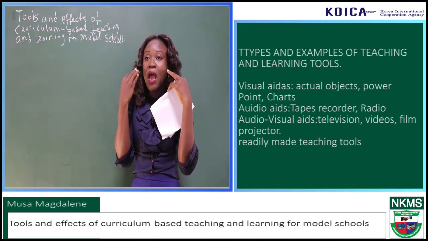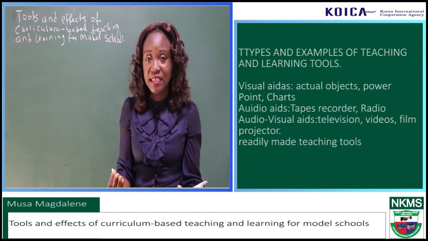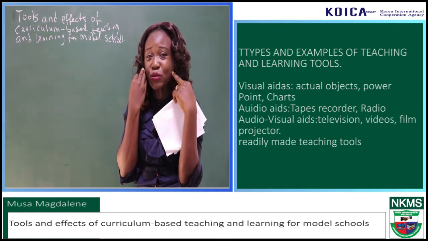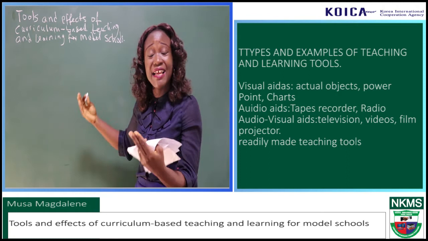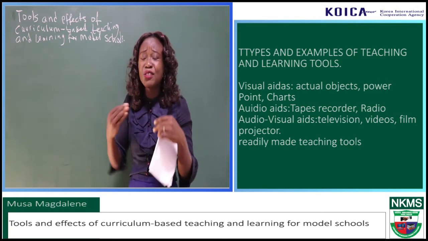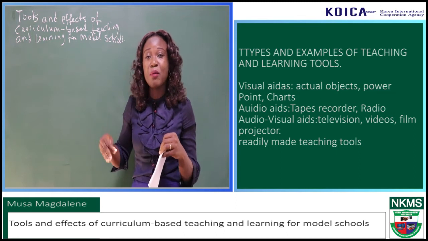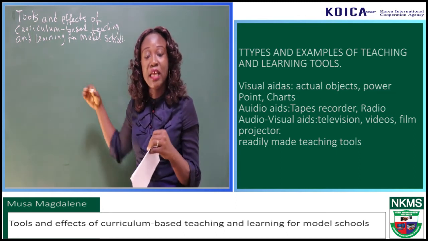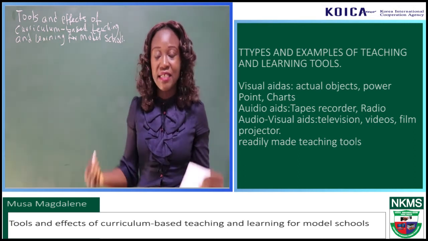Don't forget, a child can hear something and easily forget it. But when a child hears about something and sees it also with his own eyes, or sees something that looks like that particular thing with his own eyes, it will be very difficult for that child to forget it. And that is where we come to the visual audio aids. Those things that the child hears and sees at the same time.